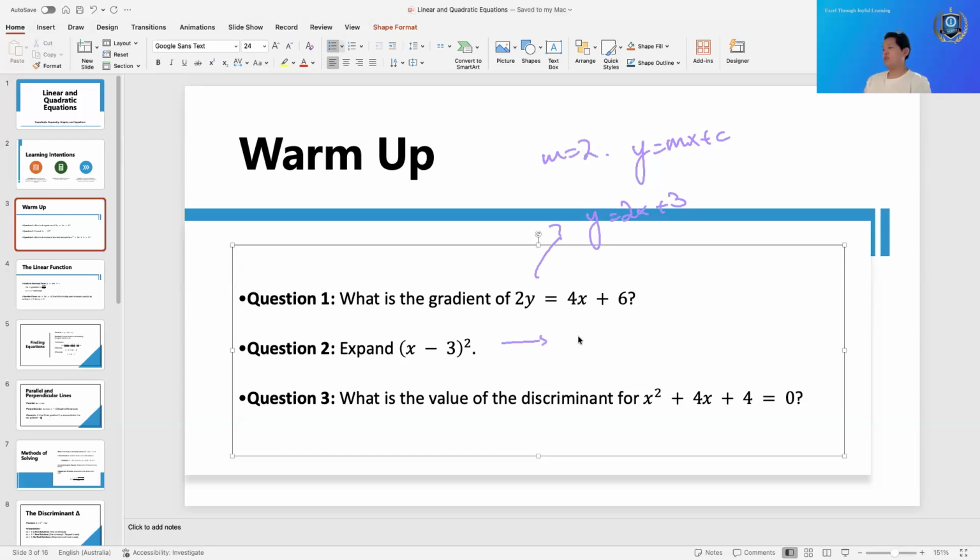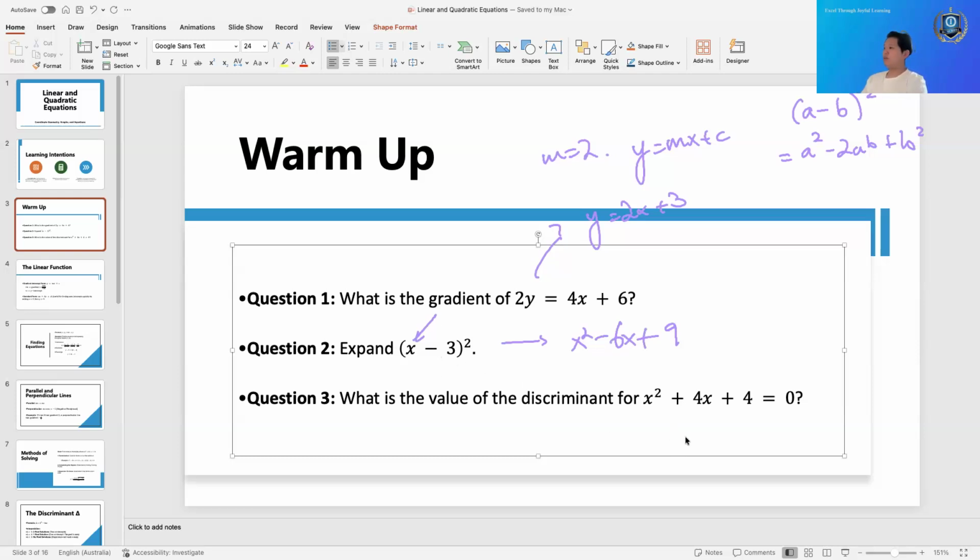And for this expansion, we go by the rule: (a minus b) all squared becomes a squared minus 2ab plus b squared. According to this, we approach it the same way. We have x, and then 2ab, which in this case is 2 times 3 times x. So that's minus 6x, and then plus 9 for this question.